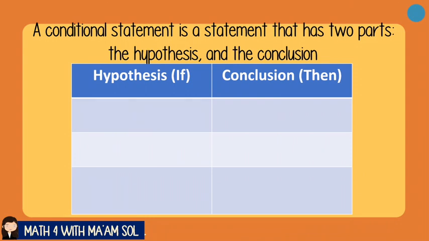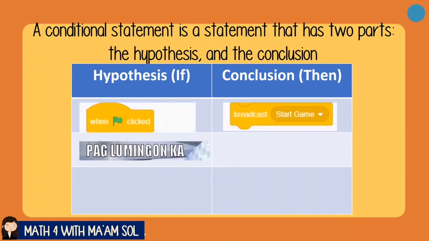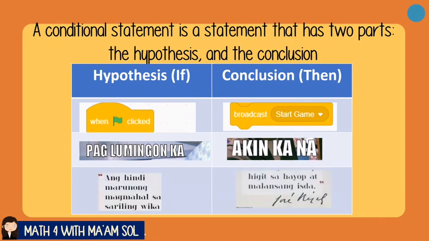Mathematically defined, a conditional statement is a statement that has two parts, the hypothesis and the conclusion. The hypothesis is the if part and is usually denoted by the capital letter P. Meanwhile, the conclusion is the then part and it is usually denoted by the capital letter Q.